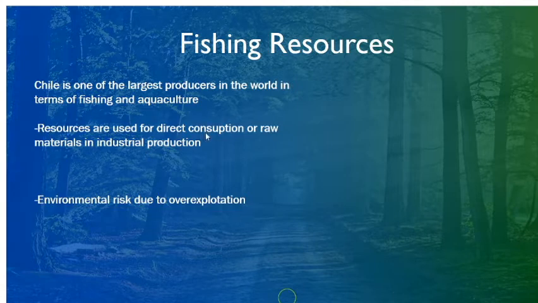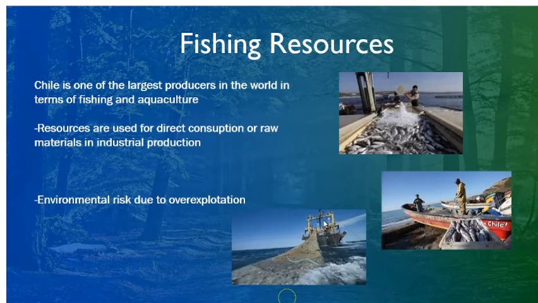And the fishes, we use them for the second thing. They are used for direct consumption or as raw materials in industrial production, which basically means that we eat them, or we use them for industrial production, which can be done in many different ways. Now there is a catch. O sea, hay una cosa más. There is an environmental risk due to overexploitation. So if we use one species of fish too much, or maybe a few species, they can become a non-renewable resource. So we need to be very careful with the fish. O sea, si ocupamos mucho una especie en particular de pez, se pueden convertir en un recurso no renovable.